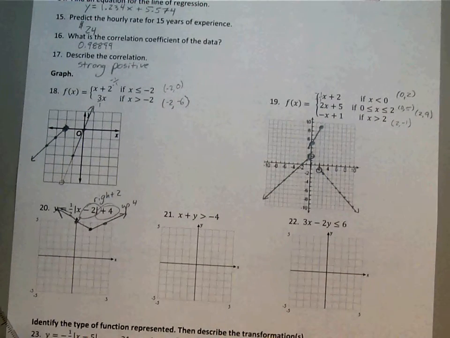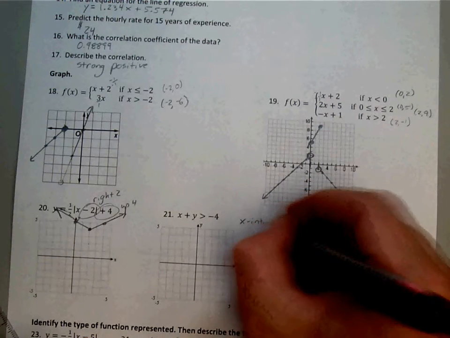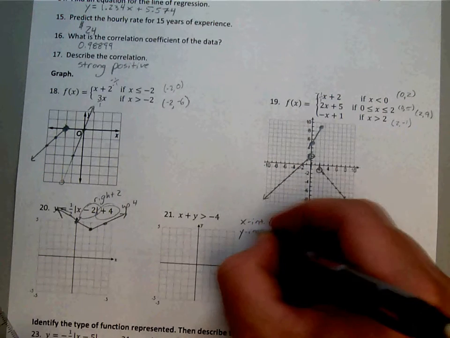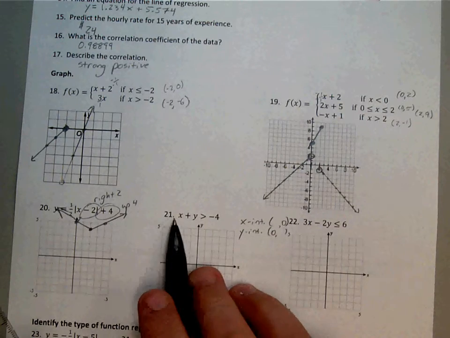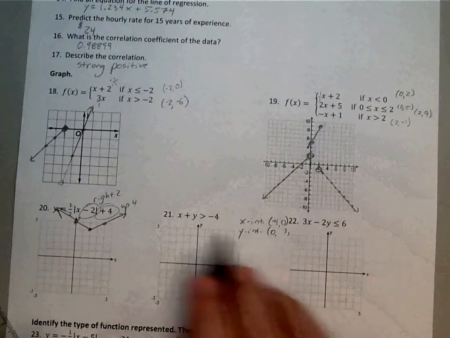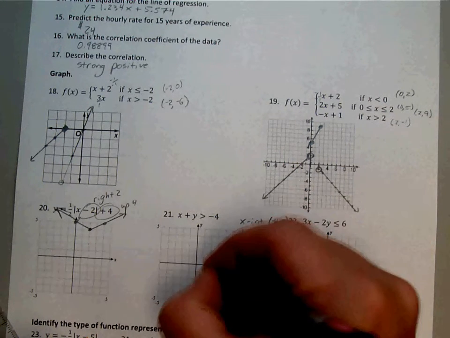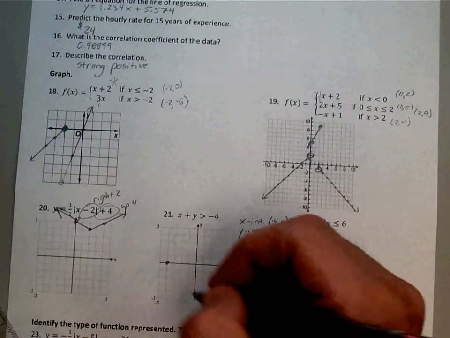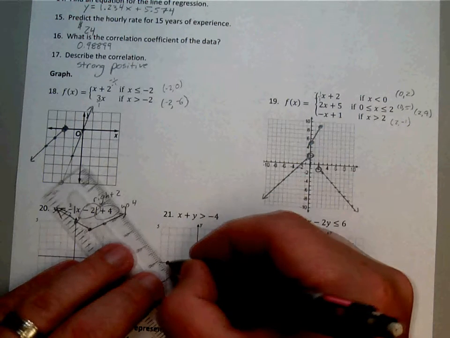Number 21 is in standard form. I'd find my x and y intercepts, and then it also is an inequality. So x-intercept, plug in 0 for y, we get x is -4. For y-intercept, plug in 0 for x, we get y is -4. So -4 and -4 are both of my intercepts. Connect the points. It is a dashed line because it's not equal to, it's just greater than.